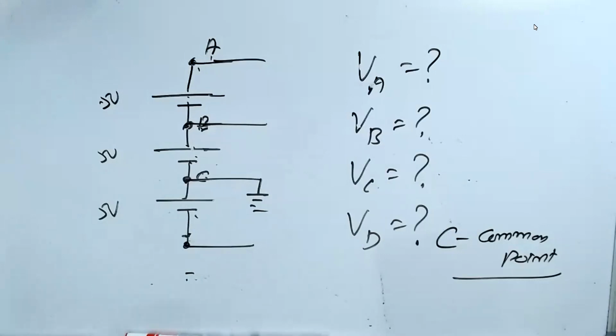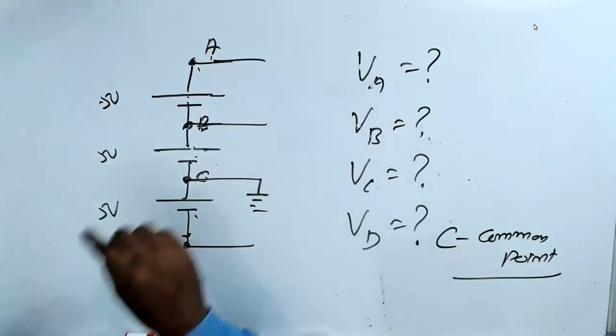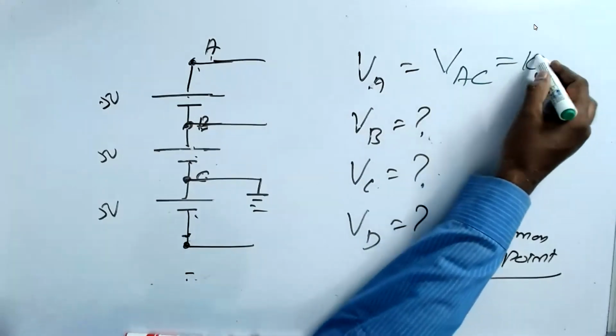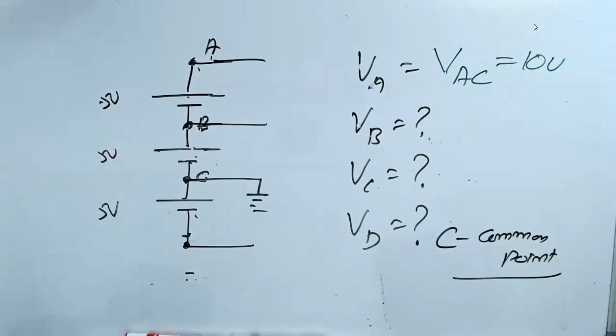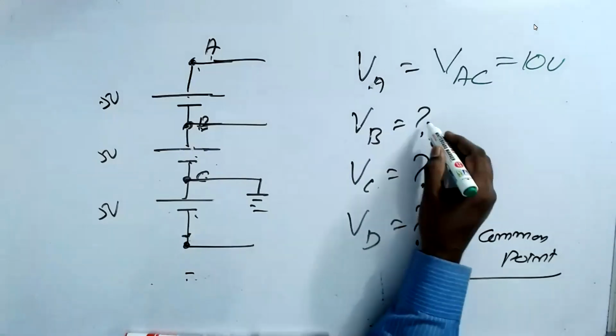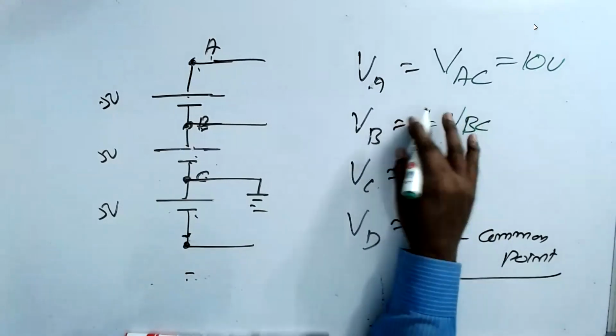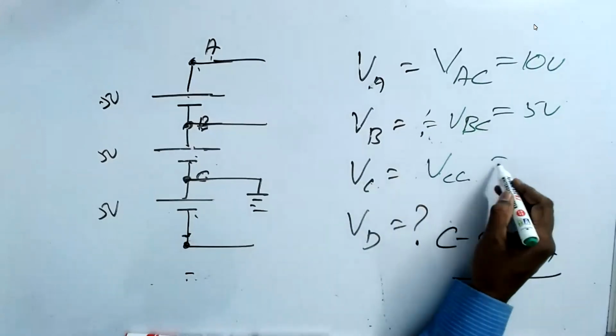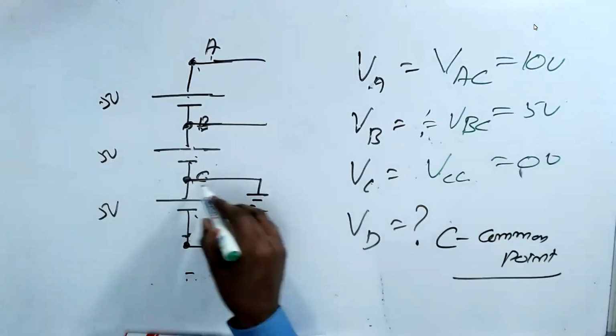Yeah, somebody has given a near perfect answer. Now I have only one doubt. VA means VAC. That is 5 plus 5, 10 volts. VAC is equal to 10 volt. Okay, sorry. VAC is 10 volts. Now, VB means VBC is equal to 5 volt. VC means VCC is equal to 0 volt, because there is no difference, same point, subtract.